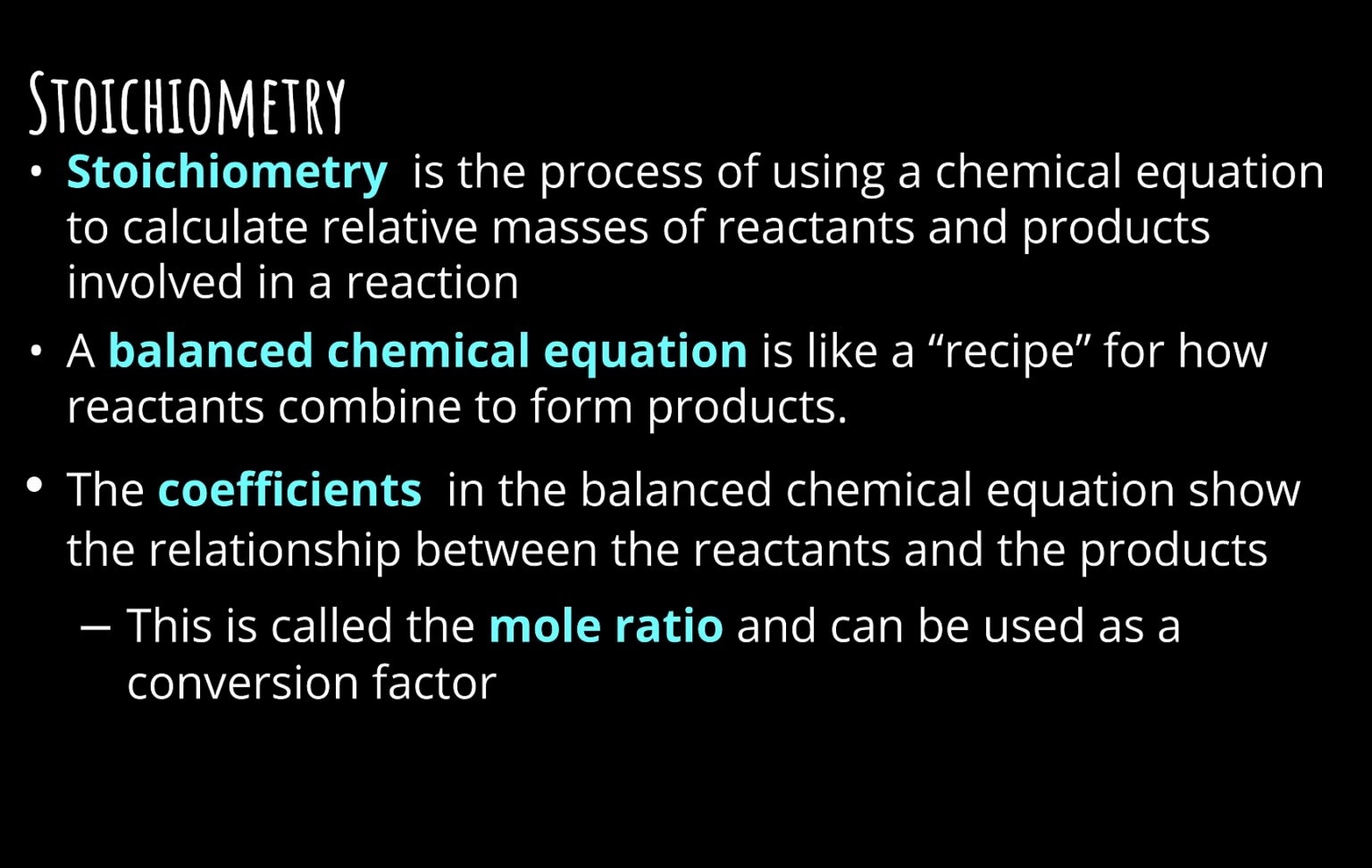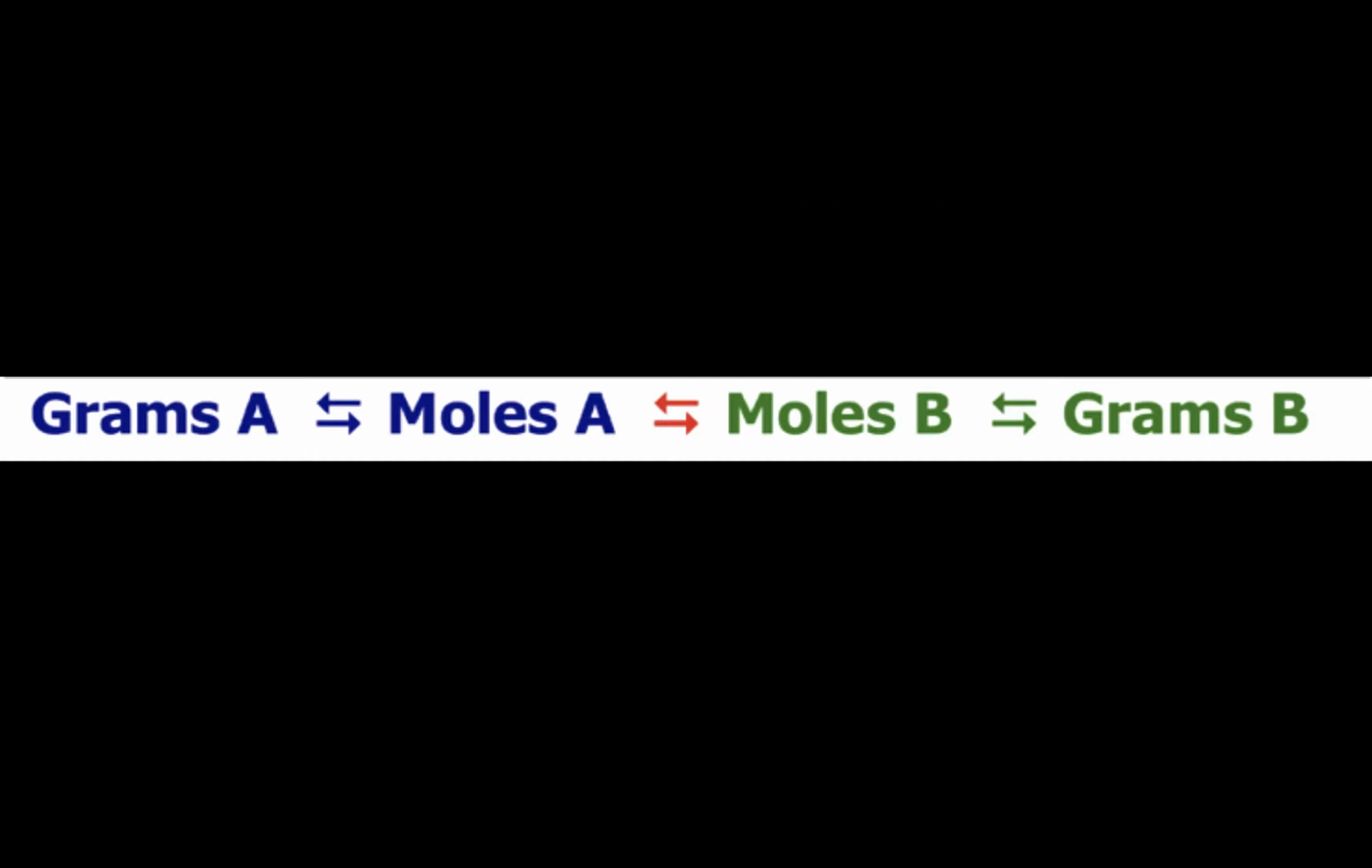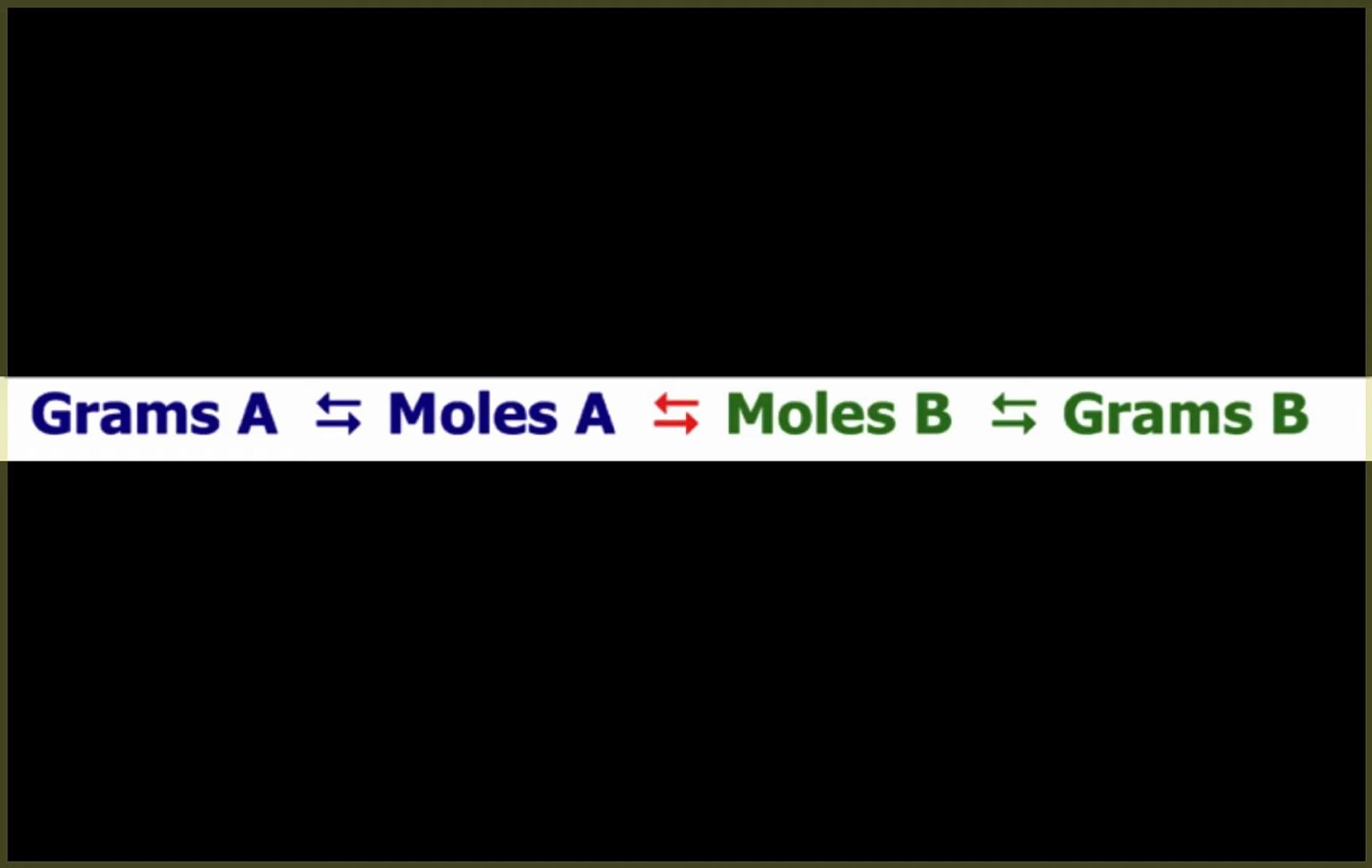These coefficients we refer to as the mole ratio, and those can be used as a conversion factor when we do these calculations. The easiest way to learn how to do stoichiometry is to actually do the calculations. So we're going to start with this roadmap. This is our overall path that we could potentially have to take to solve for grams of one substance given grams of another substance. Sometimes you'll need just part of this pathway, sometimes you'll need the whole thing, and we'll go through examples of what each one of those would look like.